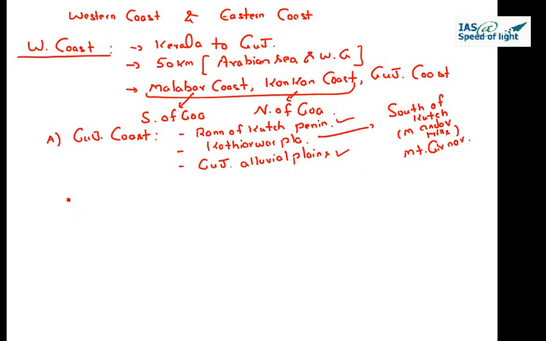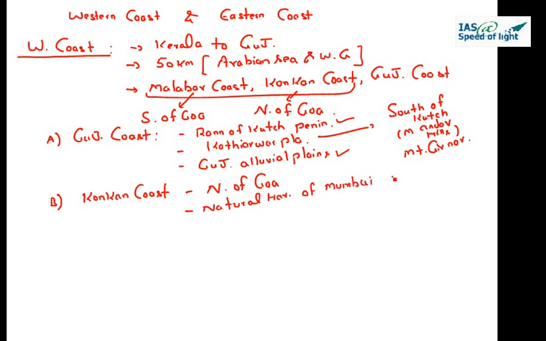Now, second, if we come to the Konkan coast, the first thing we have to remember is that it is north of Goa. And this is famous for its natural harbors, the natural harbors of Mumbai and Marmagao.